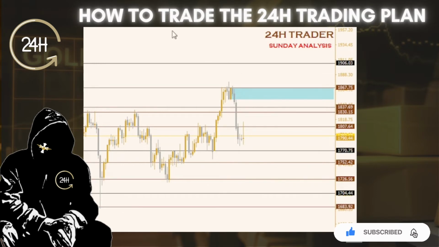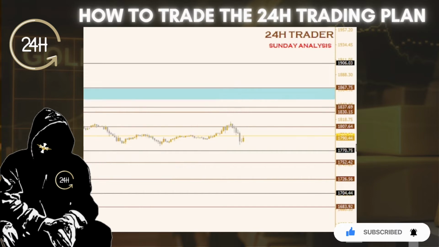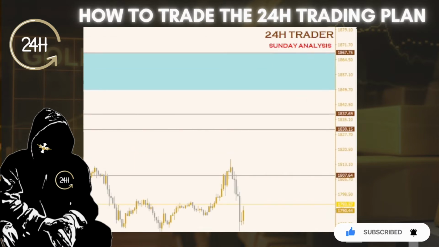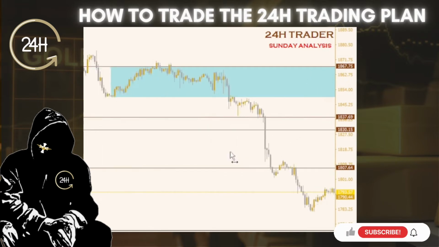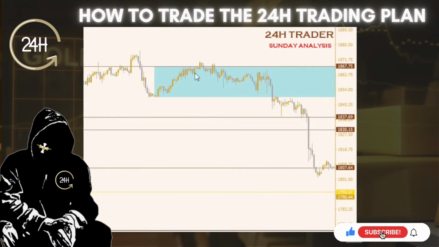Okay, so let's continue marking these support and resistance levels on the daily time frame. Sorry, on the daily time frame, you can see we can find many levels.